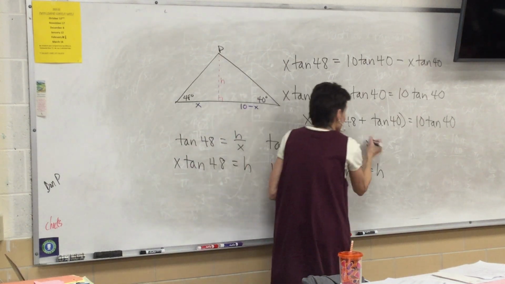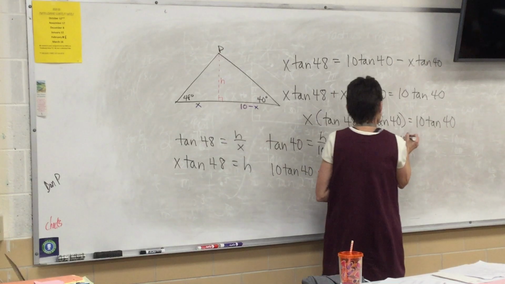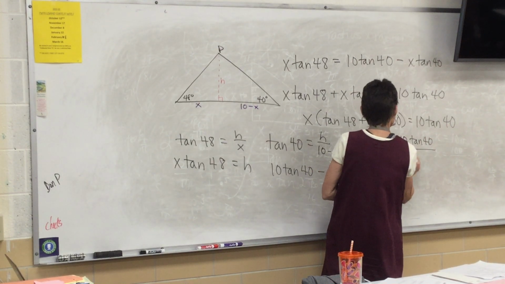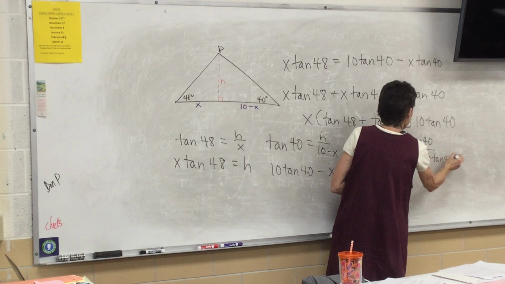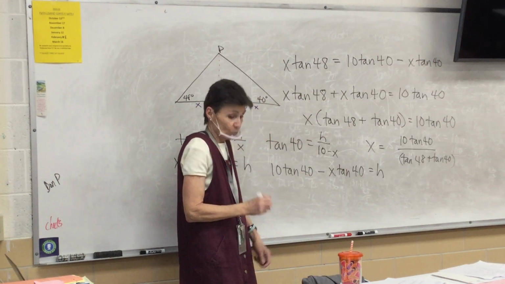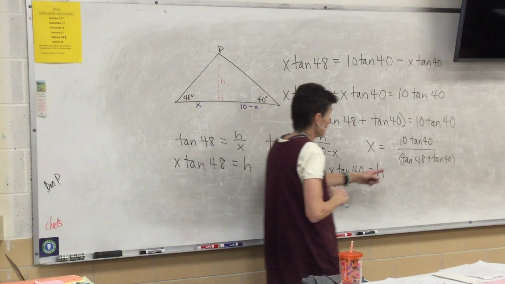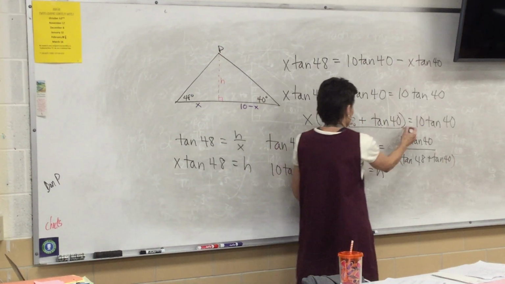How do we get x equals? You divide by the tan 48. Exactly. So 10 tan 40 divided by tan 48 plus tan 40. Now, do make sure that when you divide, because we're ready to type it in our calculator, this has got to be in parentheses. So you're dividing by this parentheses right here.